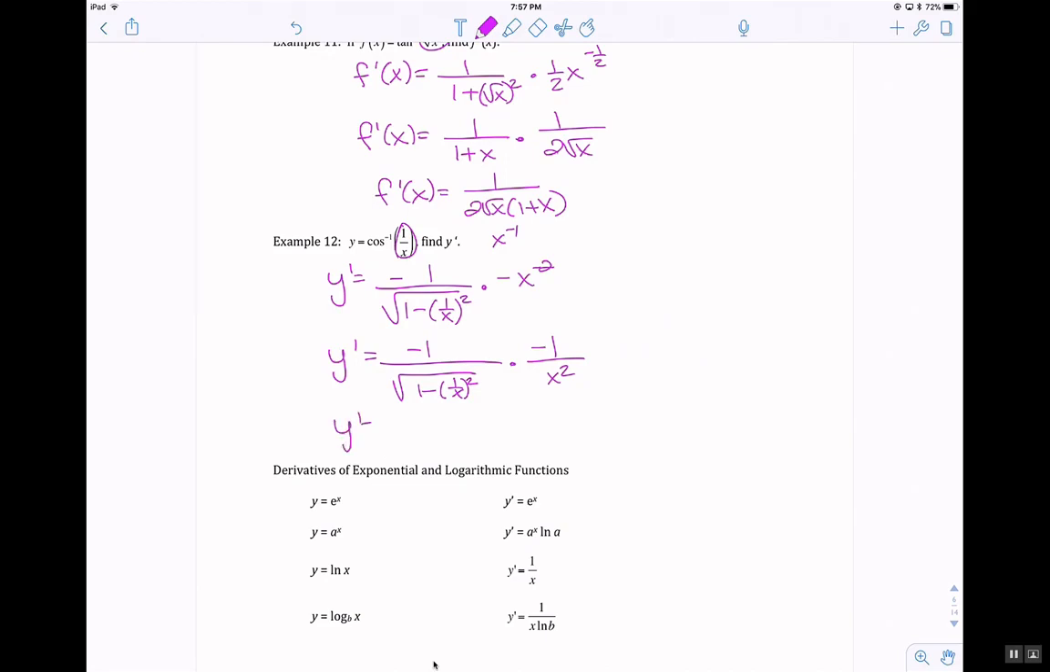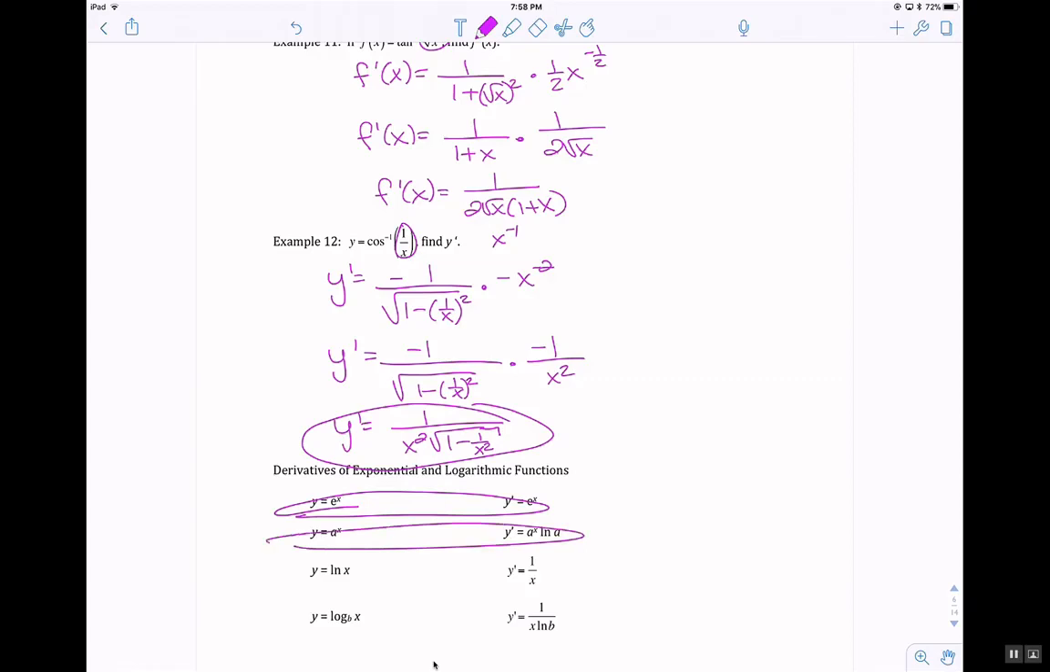So y prime is a positive 1 this time. X squared root 1 minus 1 over x squared. Since it's not a multiple choice, I'm totally okay with you guys leaving it like this. Okay. Remember your derivatives for e, a to the x, where a is a number, ln, and then log.